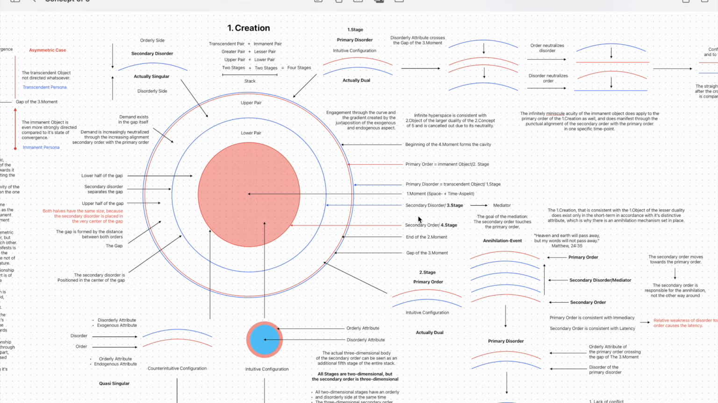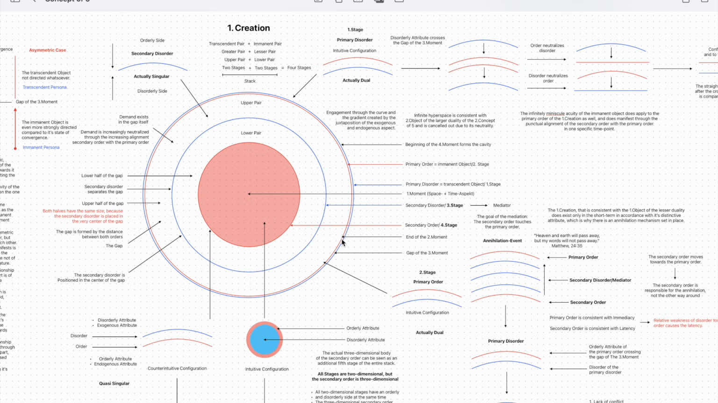In the very same manner in which the secondary disorder of the immanent persona is placed in between the primary immanent persona and the secondary immanent persona, so is the secondary disorder placed right in between the primary order and the secondary order of the first creation. The secondary disorder that is marked in blue and that is placed right in the center of both orders is, as we already discussed, the third stage of the stack. The secondary order that is being consistent with the secondary immanent persona is the so-called fourth stage that poses as the most inferior stage of the stack.